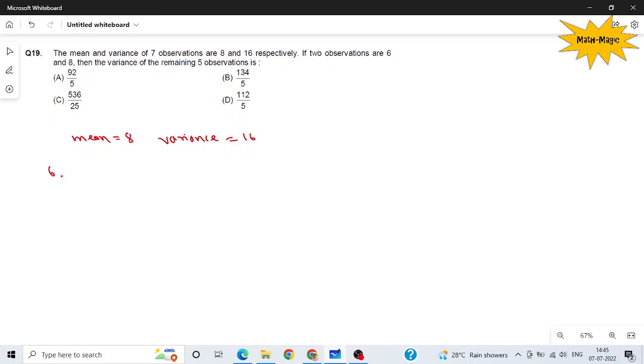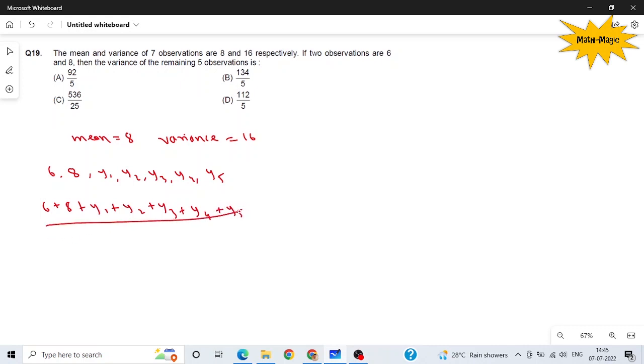Say two observations 6 and 8 are given, and the remaining 5 observations are y1, y2, y3, y4 and y5. So what we have to find is the variance of y1, y2, y3, y4 and y5. Now the mean of all these 7 values is given, which is 8. So we get (6 + 8 + y1 + y2 + y3 + y4 + y5) / 7 equals 8.